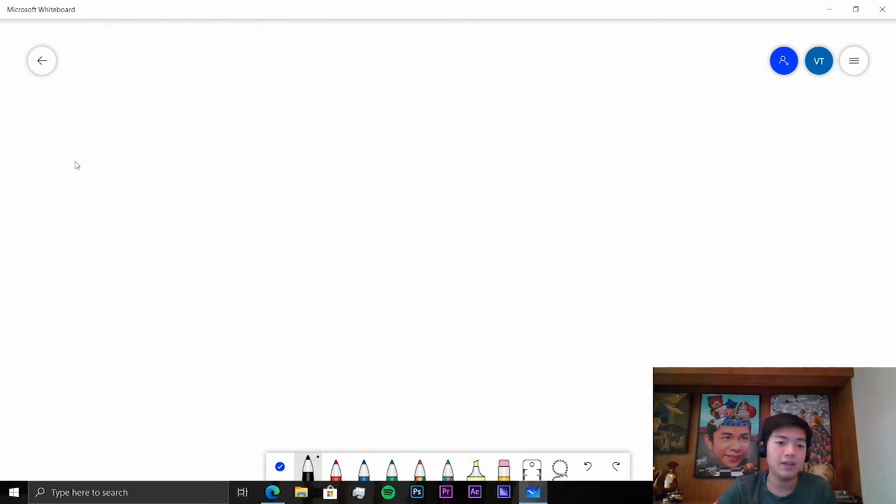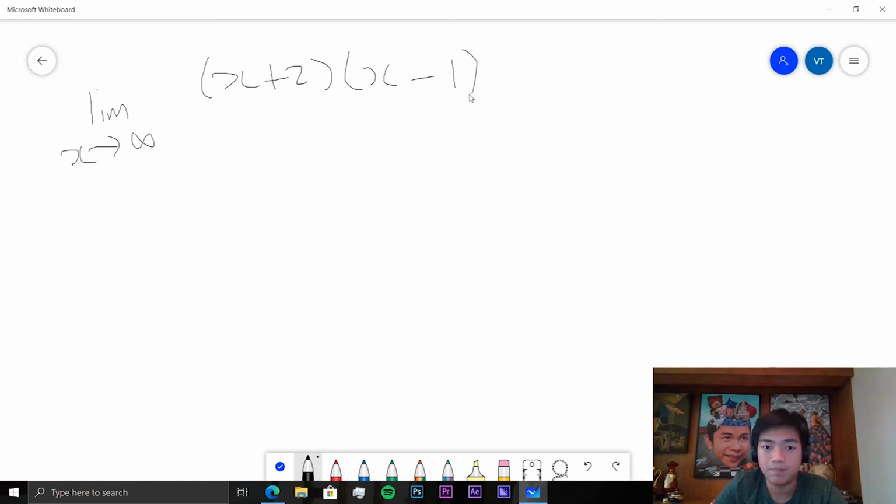And for the final one, we have f of x is equal to, find the limit as x tends to infinity of (x plus 2) times (x minus 1) over 2x.